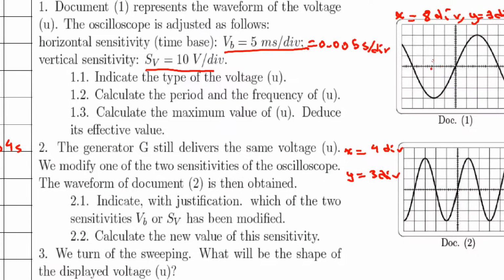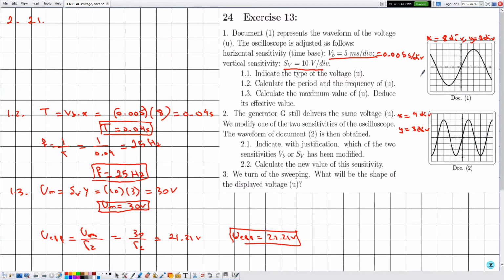And recall that X is related to VB because T is equal to VB multiplied by X. Since X changes, then VB will change accordingly. So let me write down: since the value of X has changed, then VB has been modified.